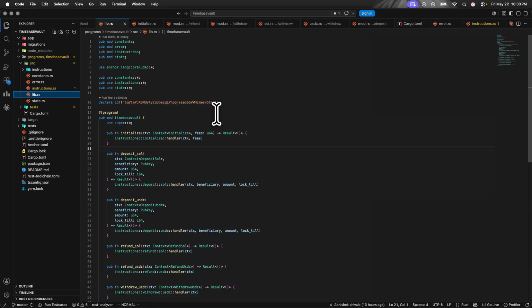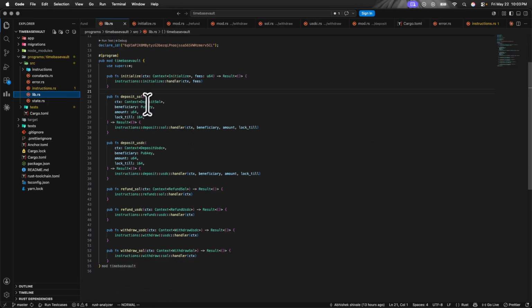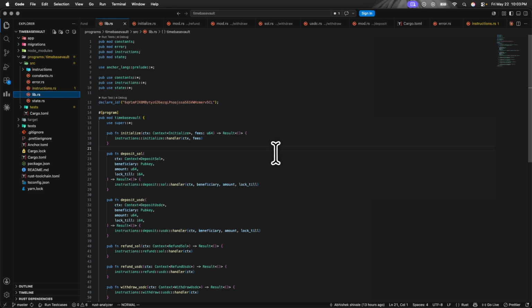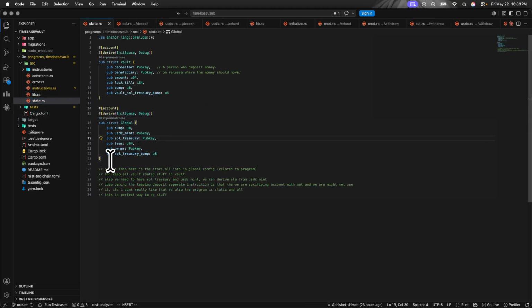Okay, so I'll go through the structure of the code and the choices that I made on this program, or the challenge. Basically we will have the initial instruction. Before that, we have to understand the states of our program.